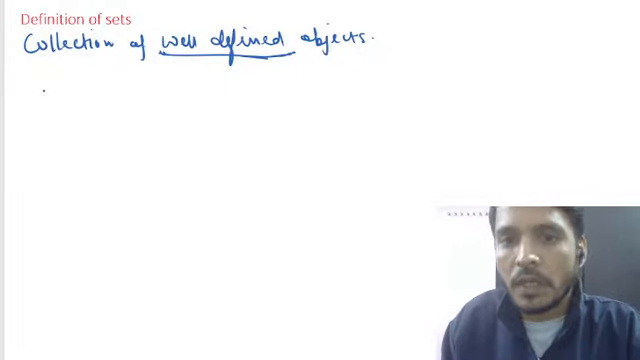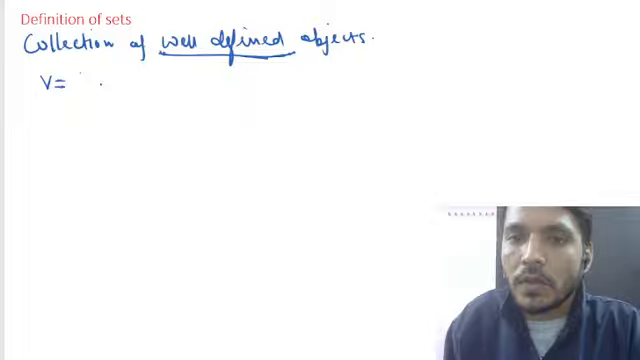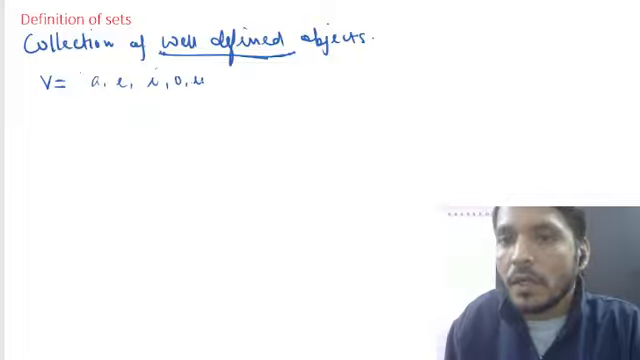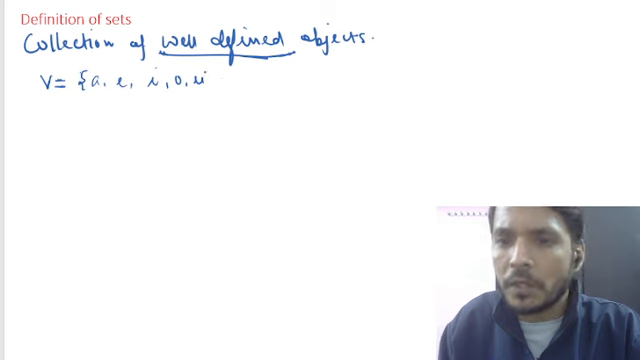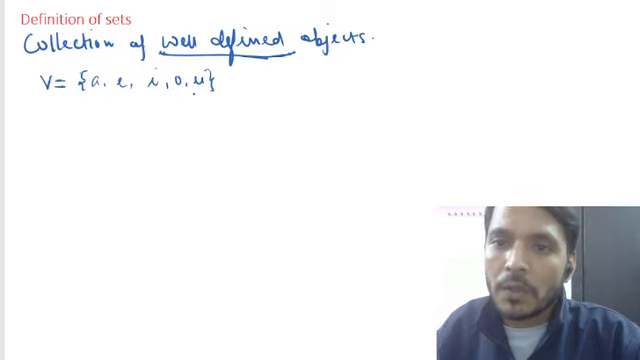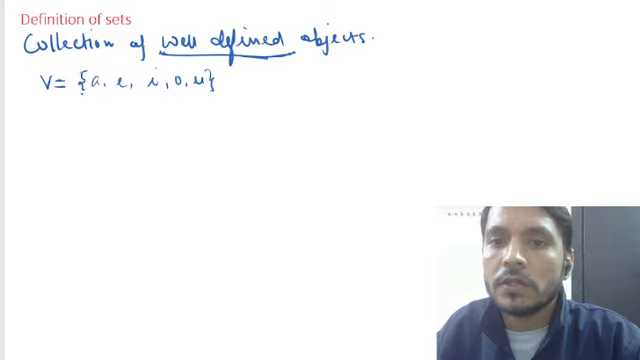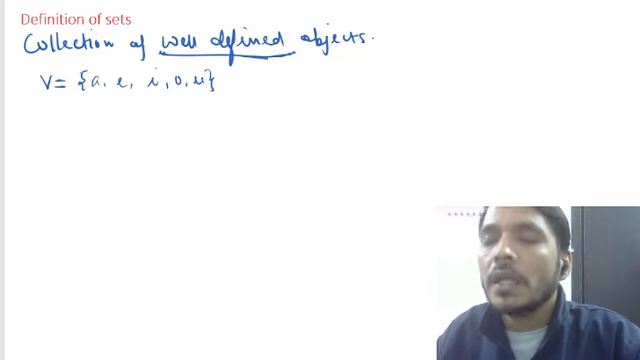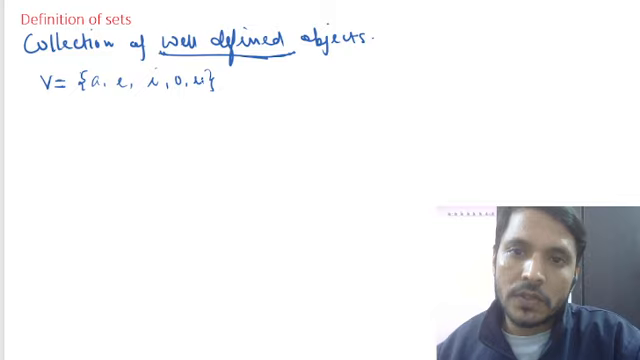Let us suppose we are taking the collection of the vowels. I am writing capital V equals A, E, I, O, U. This is a collection of alphabets, but all have a common property. All belong to the vowels. So these types of collections are called well-defined collections. Why? Because by seeing each and every element, we can decide whether it belongs to the vowels or not. So yes, it absolutely belongs to the vowels. Whenever we can decide the collection by seeing the particular object, then this is called a set, right?